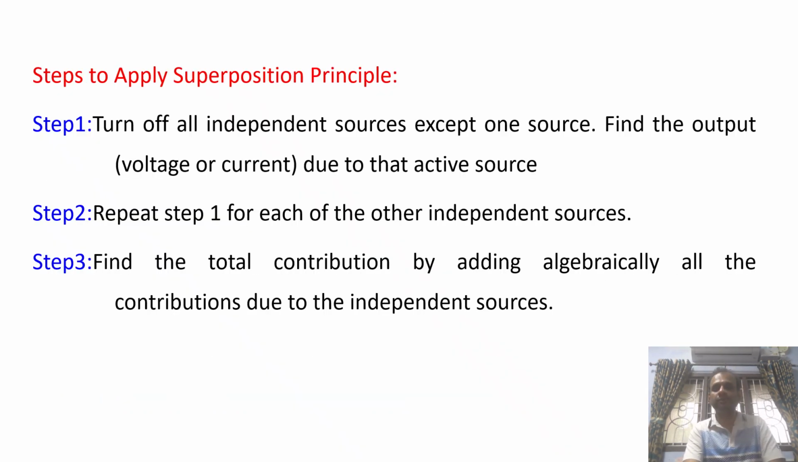How to apply the superposition theorem. All independent sources except one should be turned off, meaning you have to make them zero. Find the output, that is voltage or current, due to that source. Repeat step 1 for other sources. So if there are two sources, the first source is made zero and we analyze using the second source, and after that the second source is made zero and we analyze using the first source. The final total contribution, obtained by adding all the contributions due to the independent sources, will give the effective voltage or current.